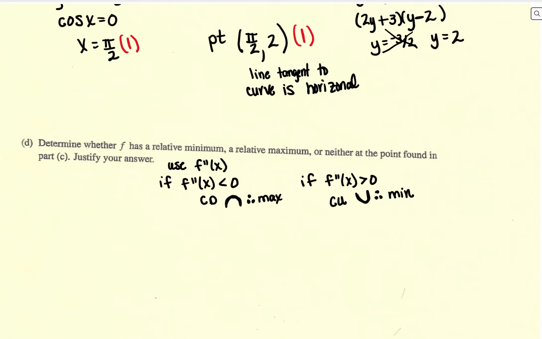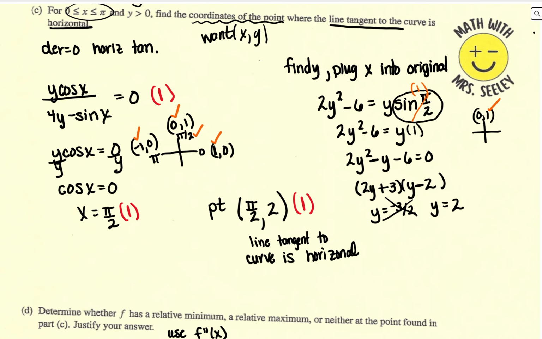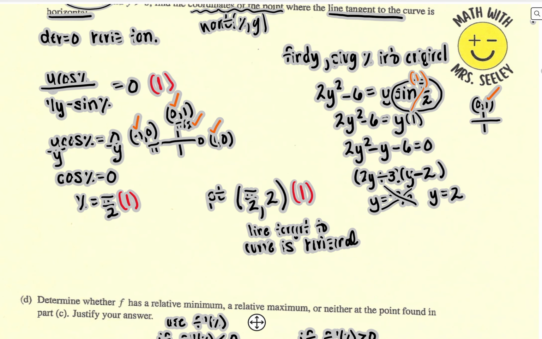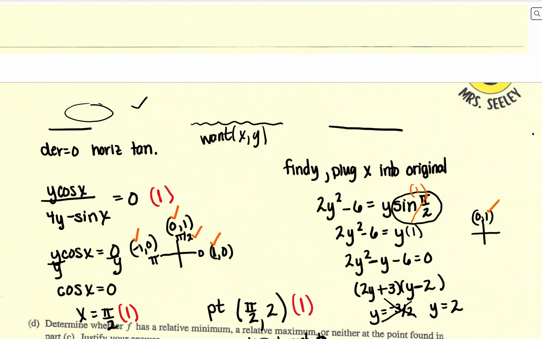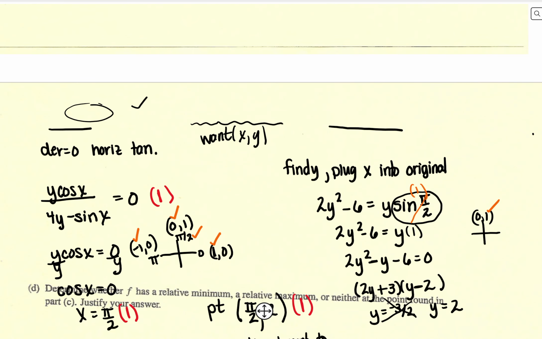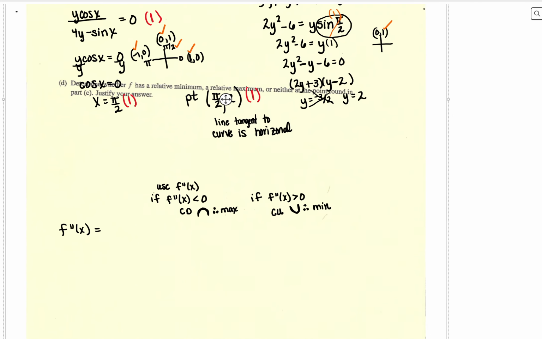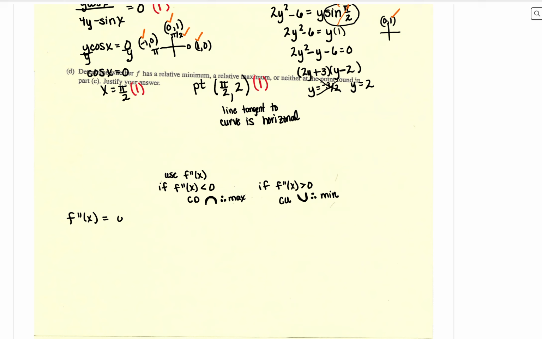So if I'm going to find the second derivative, let's think about what that first derivative was up here. Remember, the first derivative was this right here. I'm going to write that over because I think it will help me to see it better. My first derivative is y cosine x over 4y minus sine x. That's what the first derivative is.